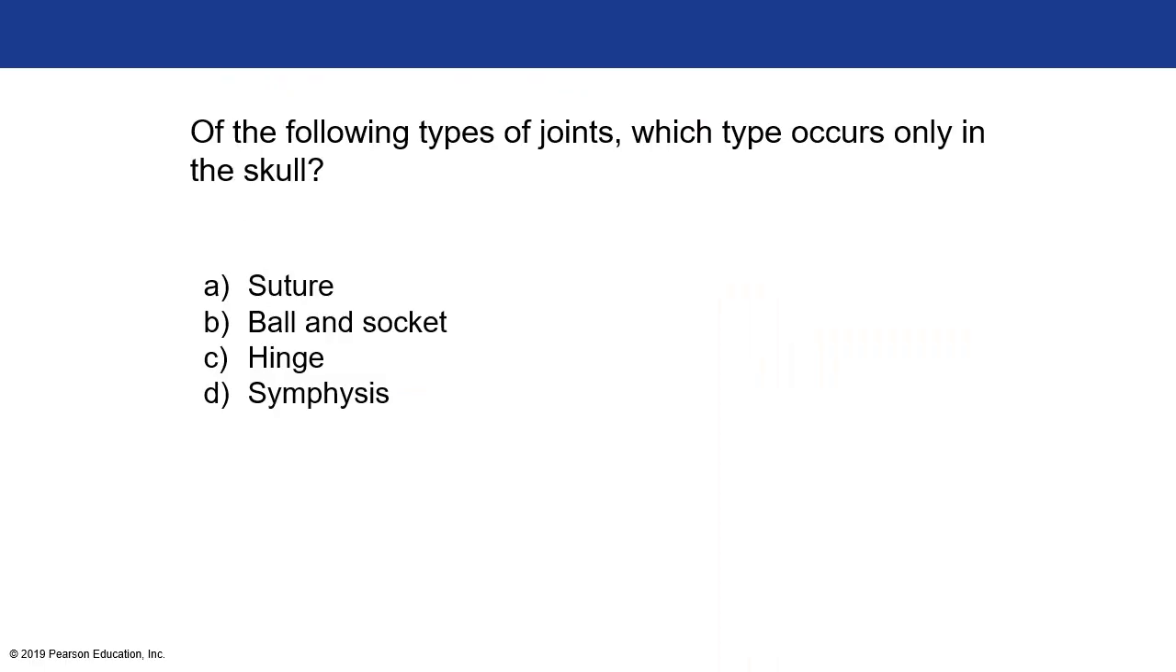So here's another question, and still this thing is not working. Of the following types of joints, which type occurs only in the skull? It is A. Those are your suture joints.